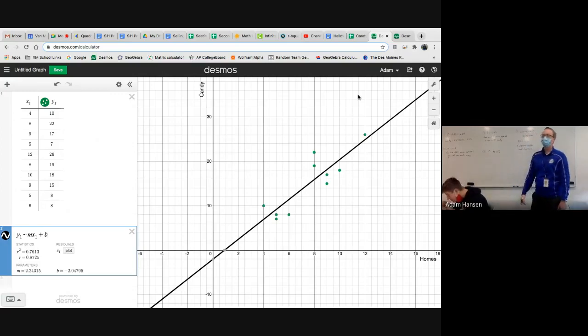Trends can change over time. If I have data between 4 and 12 homes, I'd feel much more confident in the prediction of how much candy I might get from like 7 houses or 9 houses. Not for like 20 homes or 50 homes. Because I'm making predictions beyond the data that I've collected, beyond the data that was given to me. It's called extrapolation. Kind of wary of that.